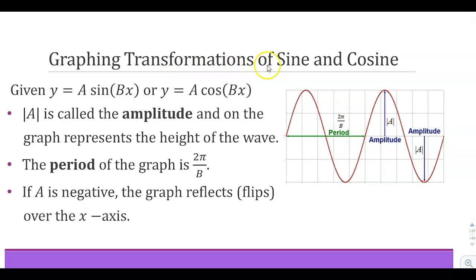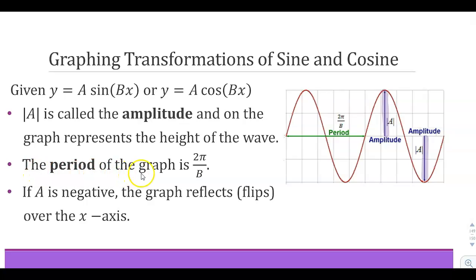Graphing transformations of sine and cosine. So let's say we're given y equals a sine bx or y equals a cosine bx. We say that the absolute value of a is called the amplitude, and on the graph represents the height of the wave. So we can see here that the amplitude is the height of the wave. So in either direction, we consider the height a positive number. That's why we take the absolute value.